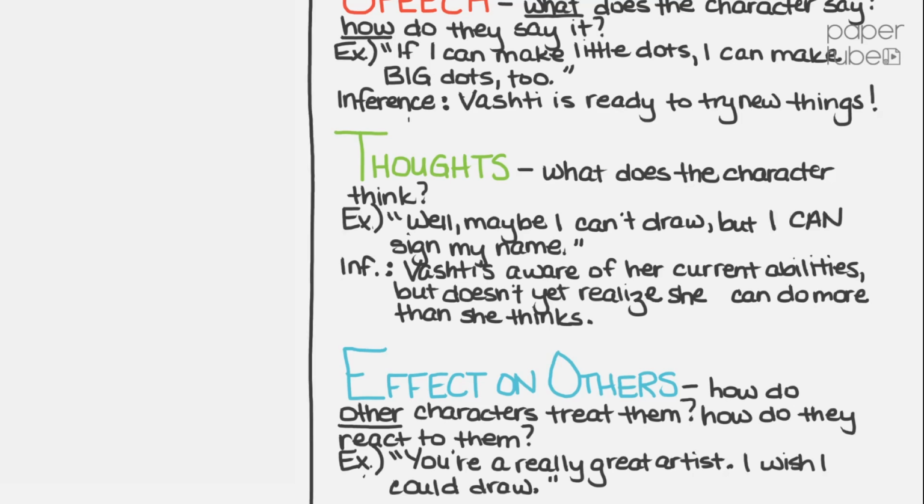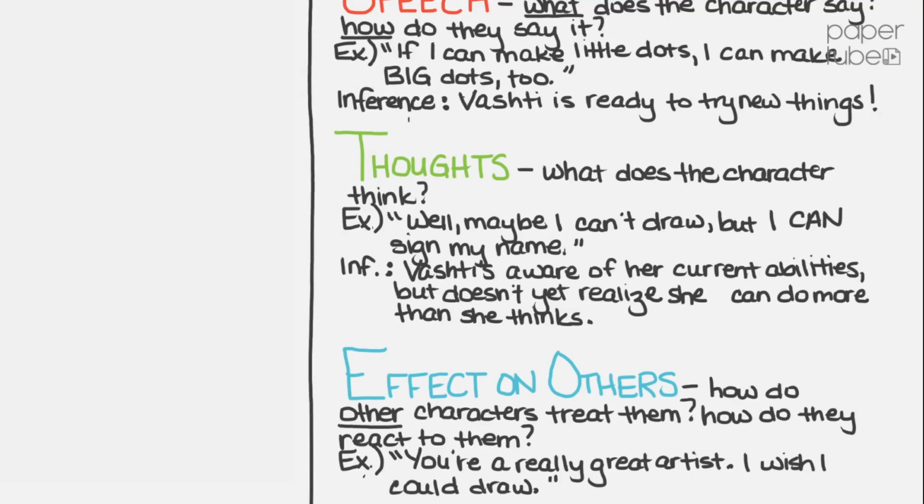"You're a really great artist. I wish I could draw." That's the little boy at Vashti's art show. She's got all of these dots up, and he's looking at them and he is super impressed.